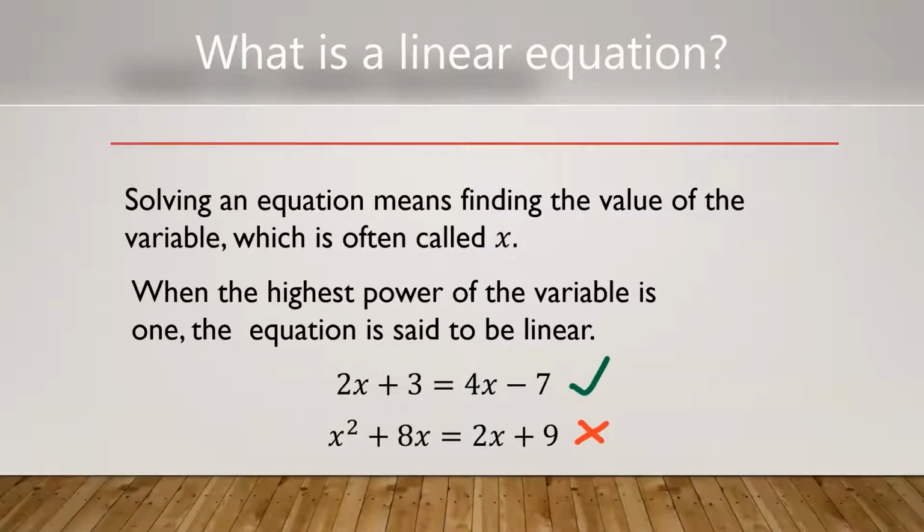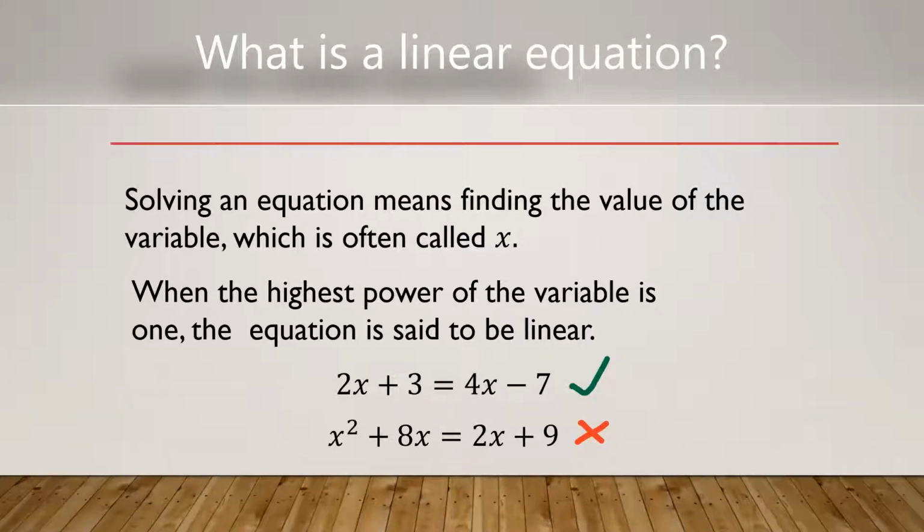Now, when the highest power of the variable is 1, then the equation is said to be linear, because we're talking about here solving linear equations. So we need to understand what a linear equation is. A linear equation is an equation whose variable has 1 as its highest power. So you're not going to find any power of x that is higher than 1.